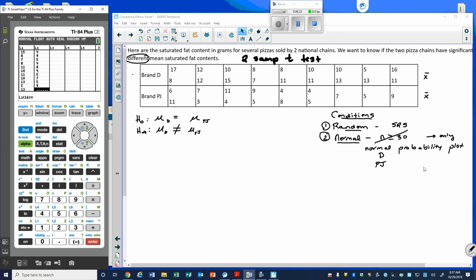And to check the normal probability plot for each, I'm going to go to second y equals, which brings me to the stat plot. I'm going to hit enter on number 1.